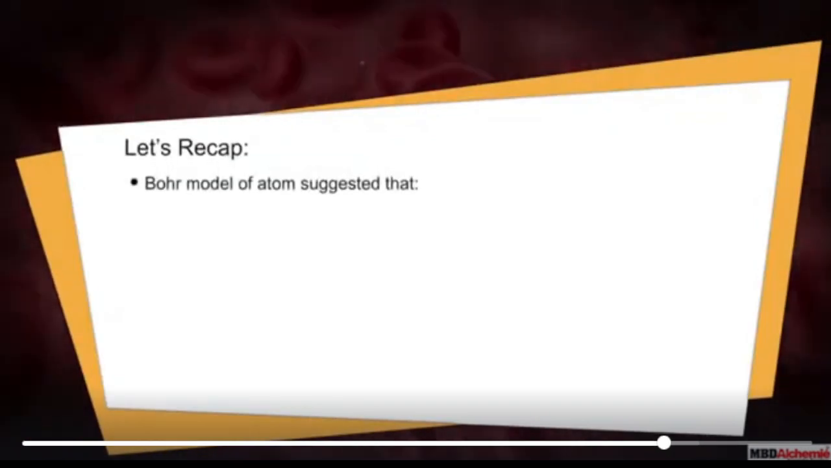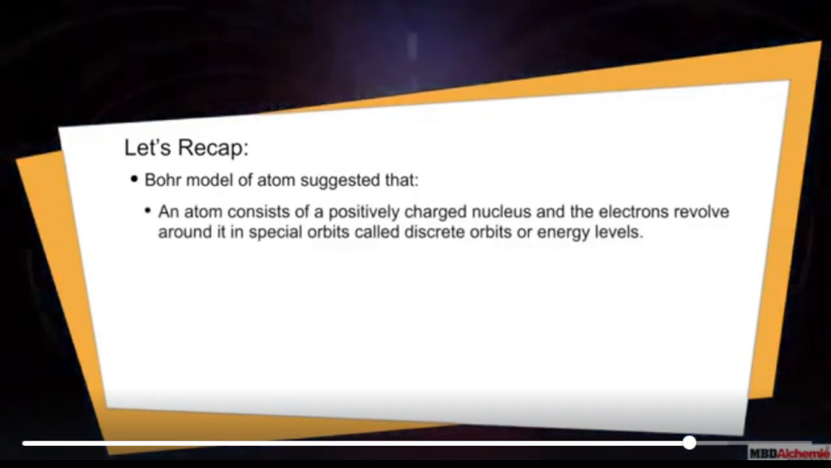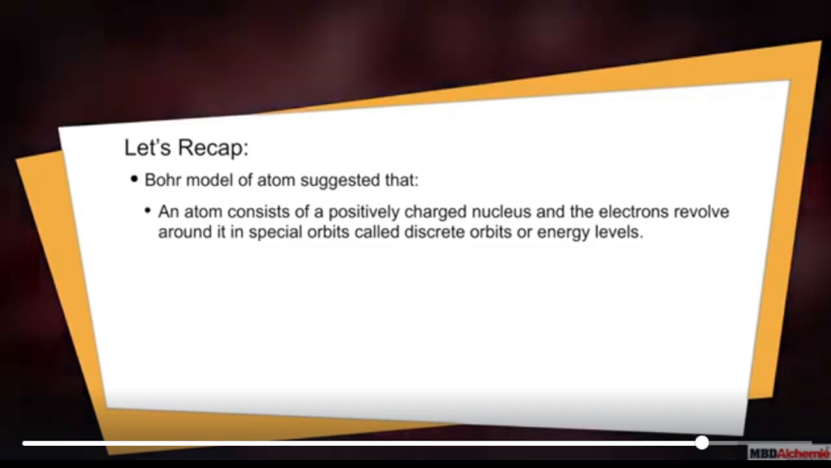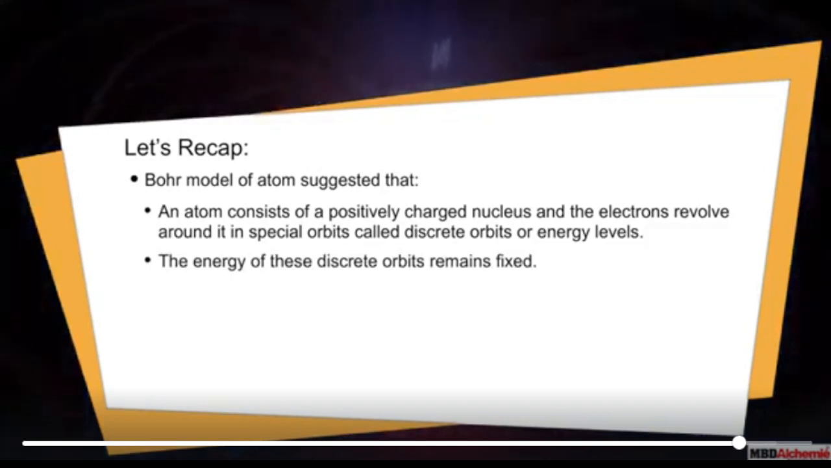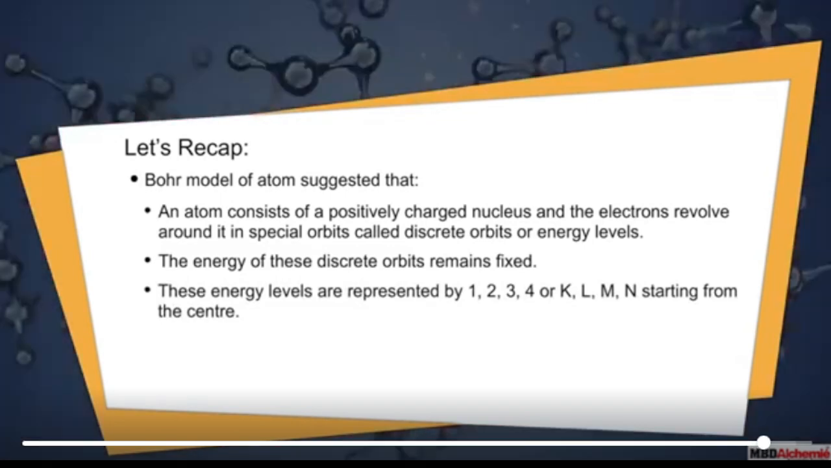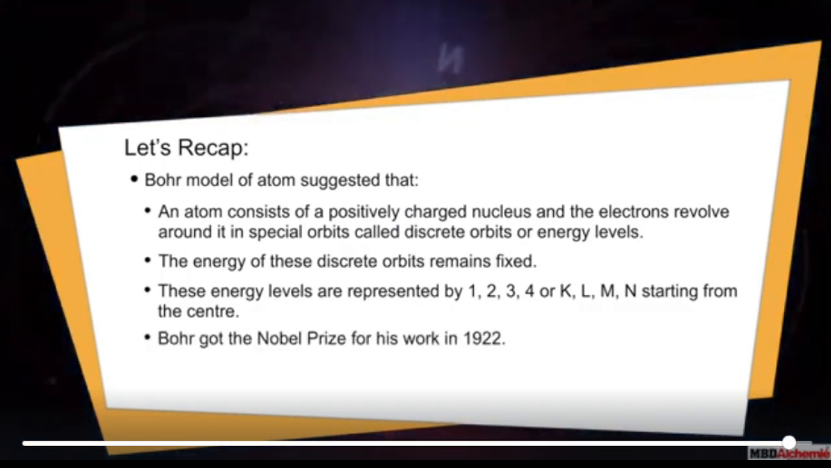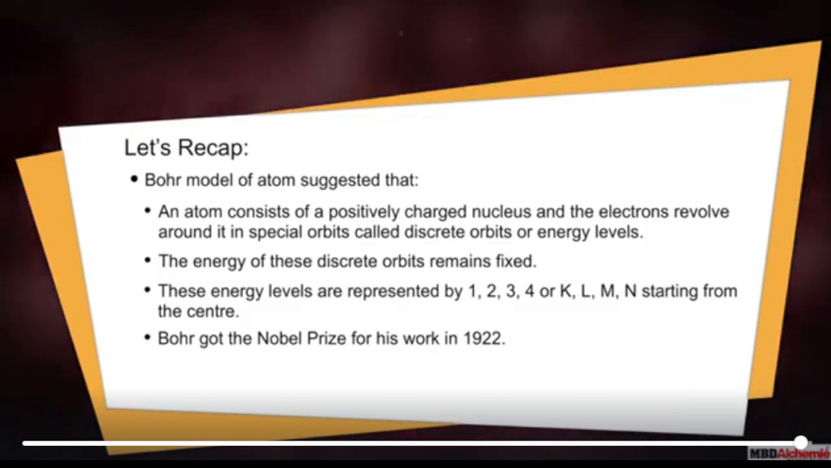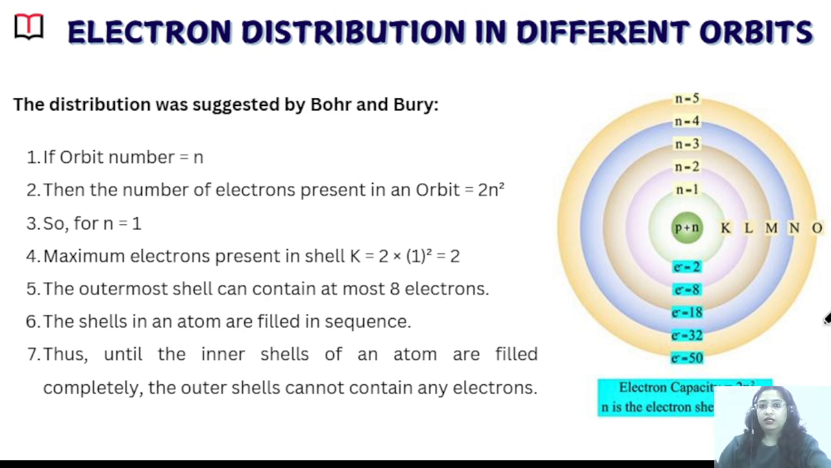Let's recap. The Bohr model of the atom suggested that an atom consists of a positively charged nucleus and electrons revolve around it in special orbits called discrete orbits or energy levels. The energy of these discrete orbits remains fixed. These energy levels are represented by 1, 2, 3, 4 or K, L, M, N starting from the center. Bohr got the Nobel Prize for his work in 1922. Alright, so that was about Niels Bohr's atomic model.